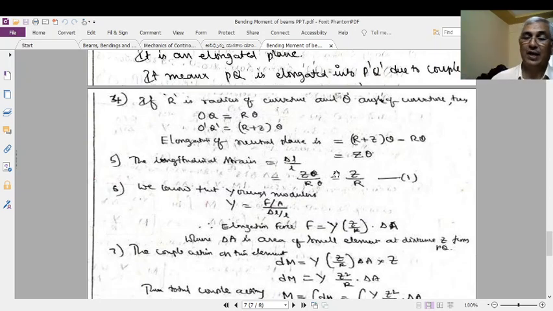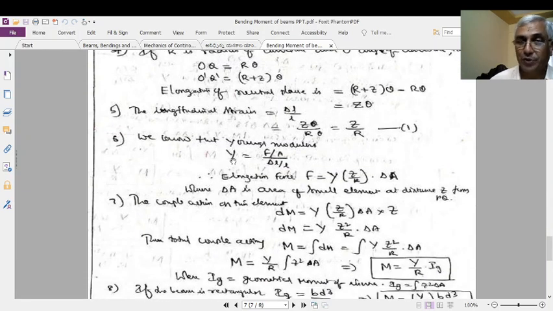What is the force? The elastic force, which comes from the stress in the Young's modulus formula. In the Young's modulus formula, Y is equal to F by A whole by delta L by L, in which F is the force. That is what is known as the elongation force. Therefore, the elongation force F is equal to Y into delta L by L into A. What is delta L by L? That is the elongation, Z by R, which we just got. Therefore, F is Y into Z by R into A.